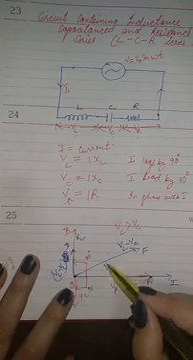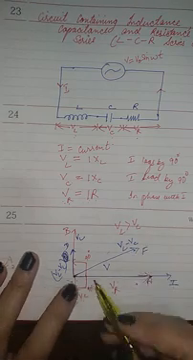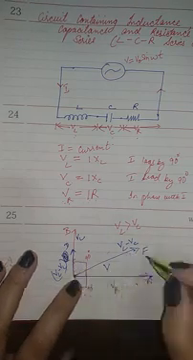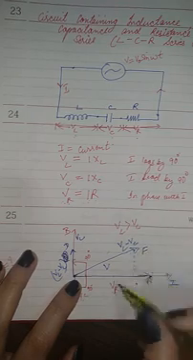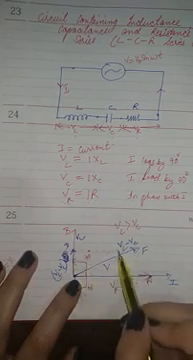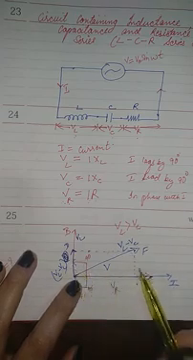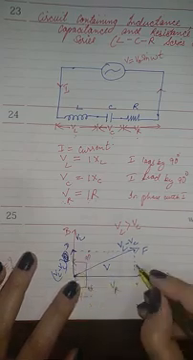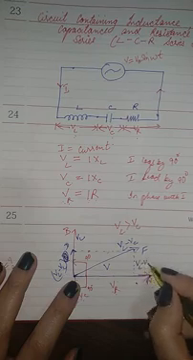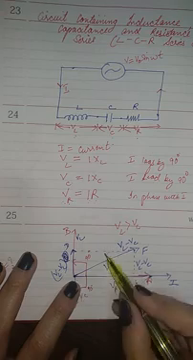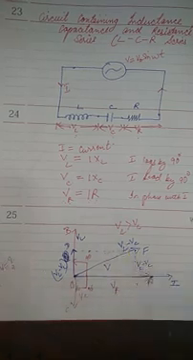Now we have to find V. This is a diagonal of two sides of a parallelogram, so let us draw the parallelogram as well. According to the parallelogram, this side will also be equal to this side, which is VL minus VC, and this side will be equal, that is VR and VR. Now the derivation part comes over here.